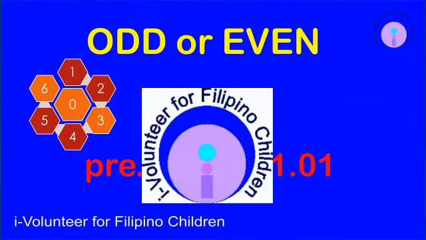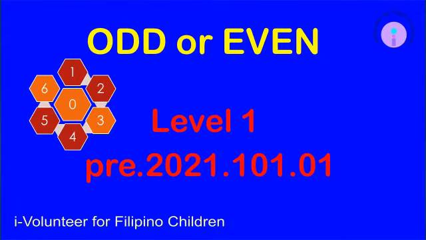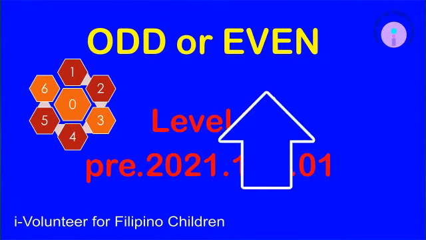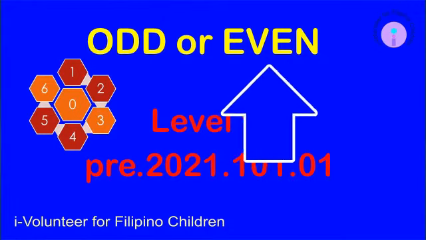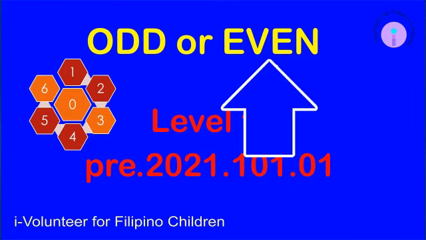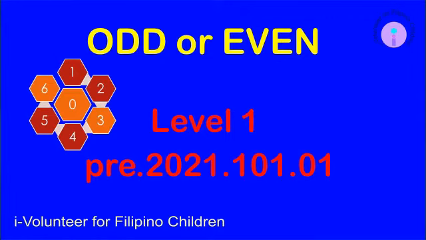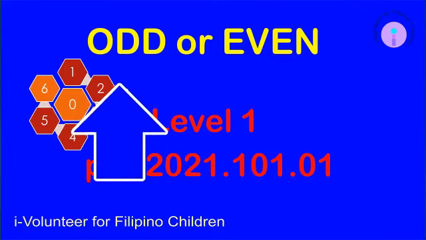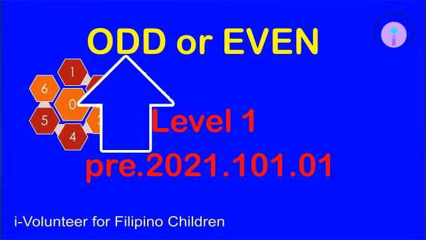Our topic for today is about odd or even. An even number is a number which is divisible by 2 and has a remainder of 0. 0, by the way, is considered as an even number. On the other hand, an odd number is a number that is not divisible by 2. Hence, it has a remainder.